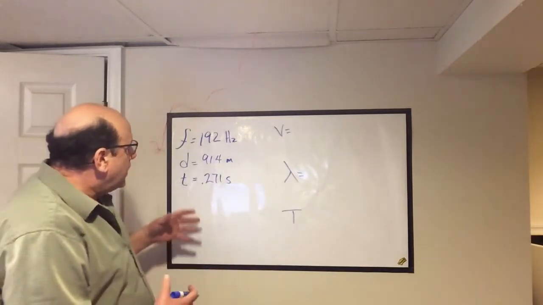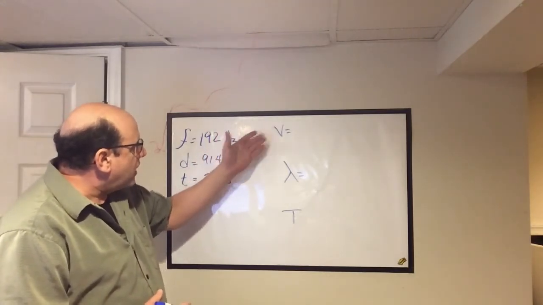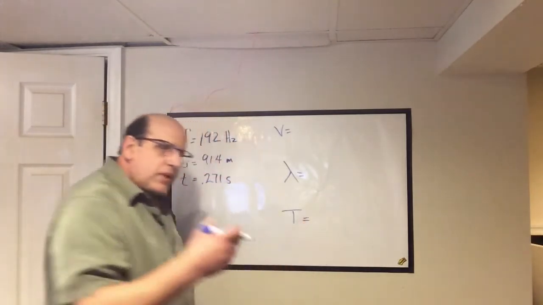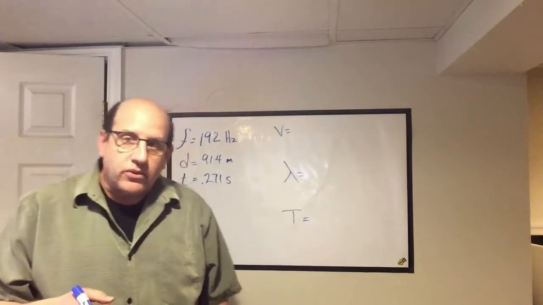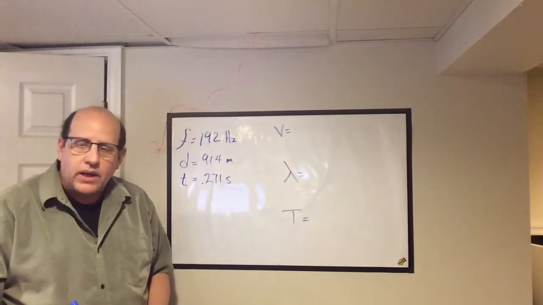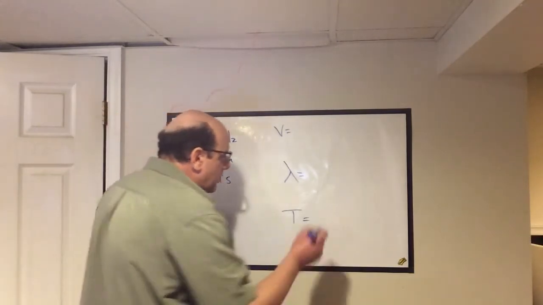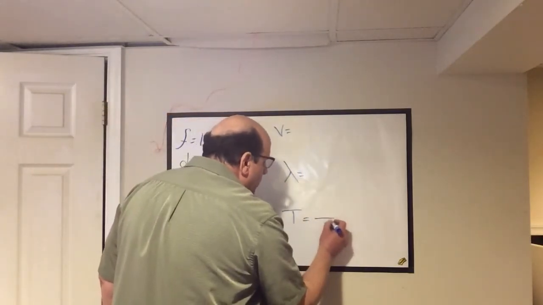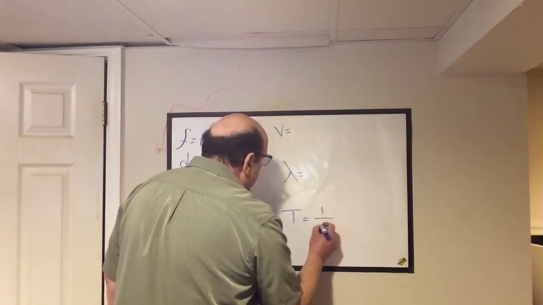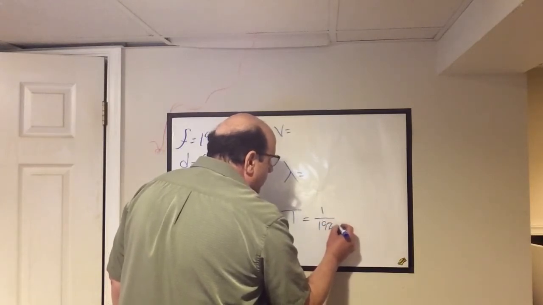Here's the idea. They're asking what's the speed or the velocity of that wave, what's the wavelength, and what's the time period. Now, I'm going to cheat, and I'm going to do time period first. I know that time period is the inverse of frequency, or frequency is the inverse of time period. So I'm just going to write this down: if it's 1 over the frequency, it's 1 over 192 hertz, okay?